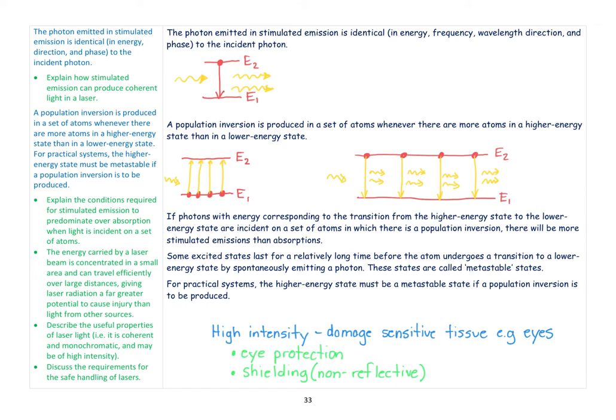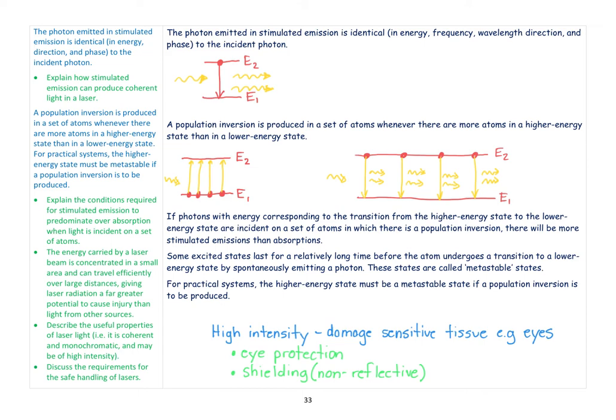If we have an atom with a metastable state, that basically means that we can set up a situation where we get more stimulated emissions than absorptions, so we can basically set up the conditions needed to produce laser light. For practical systems, the high energy state must be metastable if a population inversion is to be produced. So basically that's just saying you've got to have this metastable state to set up this population inversion to make a practical laser system.